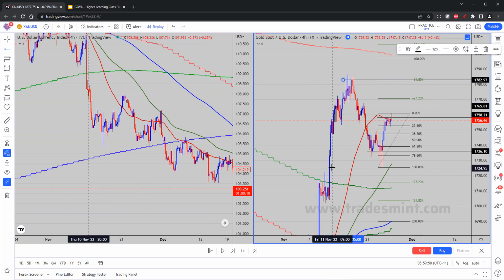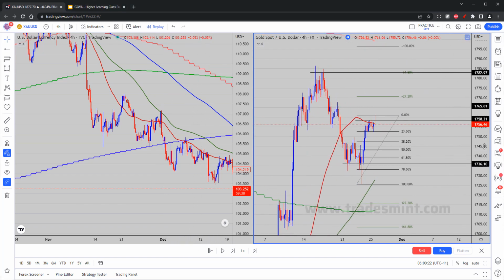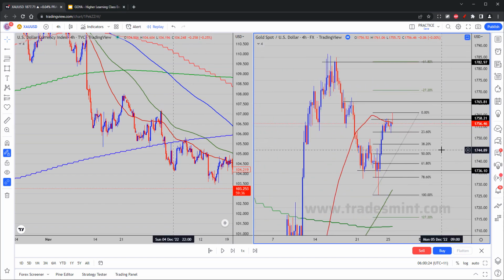Okay, and is the wick going to be some sort of support? Not really, because now the EMA is above the support, so it's not very important. So now how to find the best possible price? We have multiple options. We have our whole fib over here. We have basically the 38, 50, 61.8, and the 78.6. Okay, all those numbers are interesting.